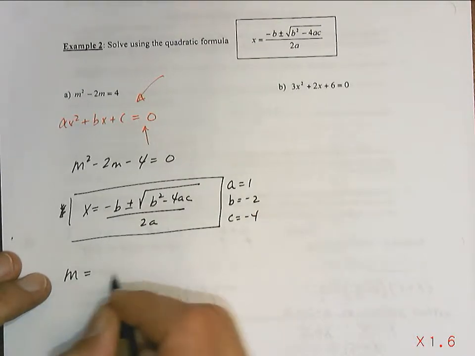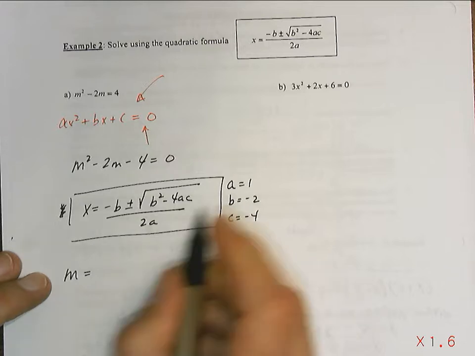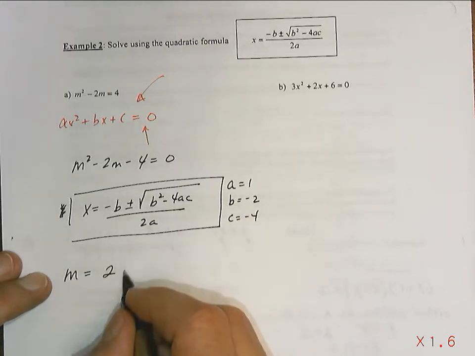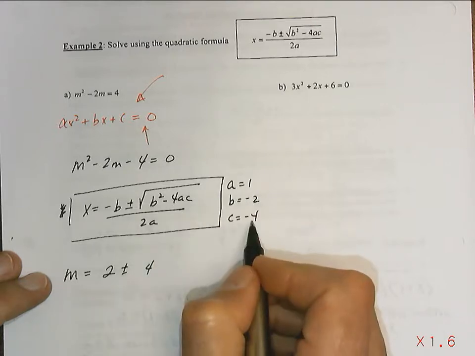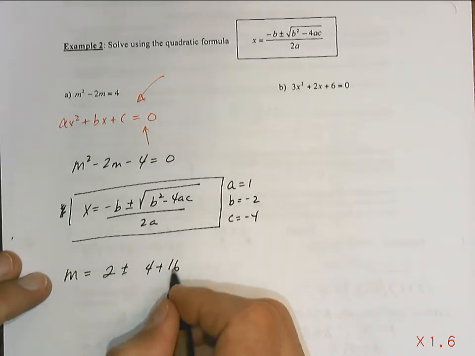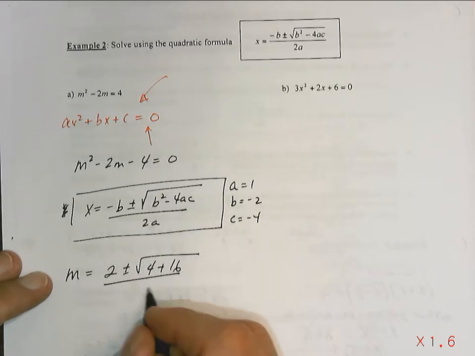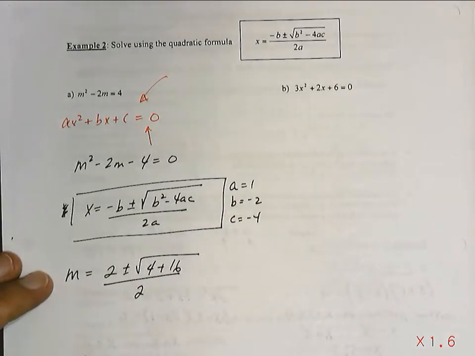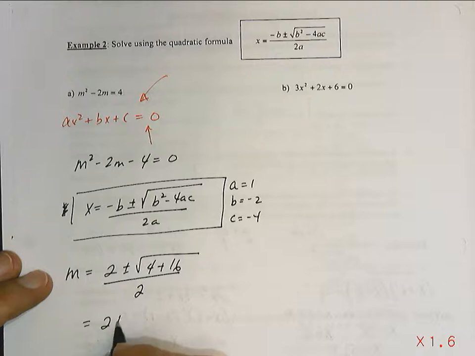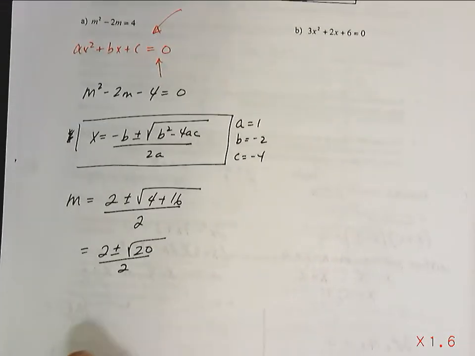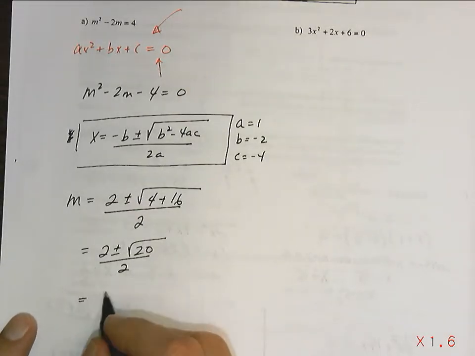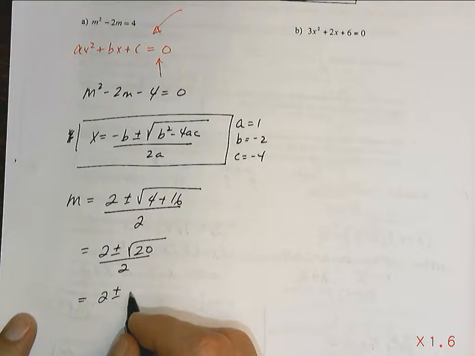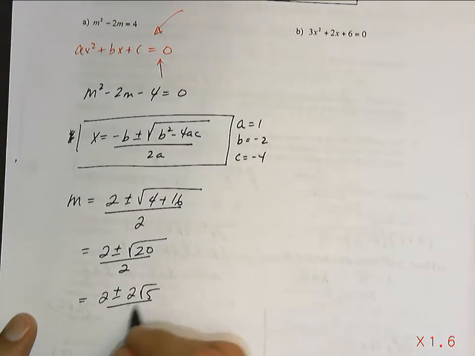So m equals negative 2, so why not just put it in as positive 2, plus or minus square root of 4. 4 times 1 is 4, times negative 4 is positive 16, over top of 2 times 1 is 2. This is going to give you 2 plus or minus square root of 20 over top of 2. Now we can do a little bit more with this question. 20 is 5 times 4. 4 is a perfect square, so it's going to be plus or minus 2 root 5 over 2.